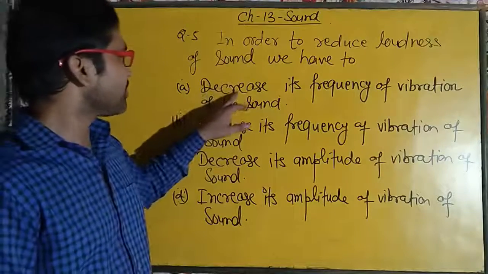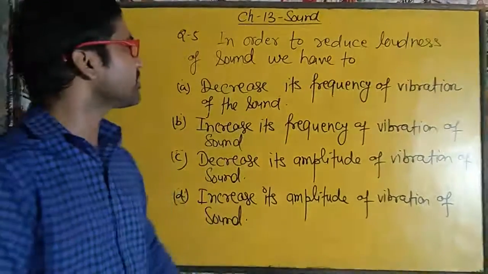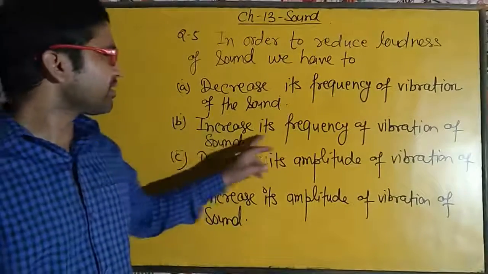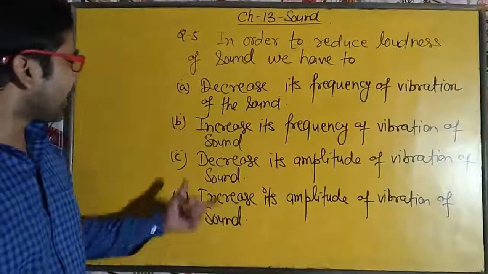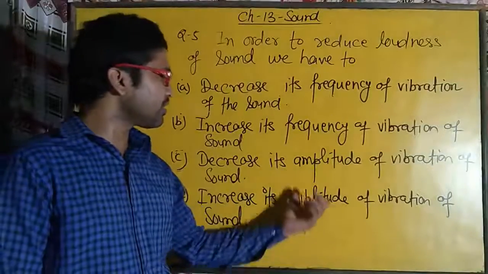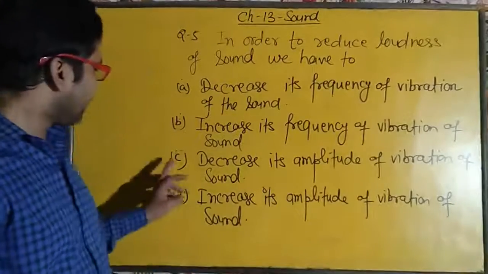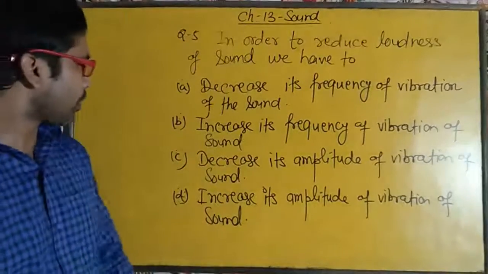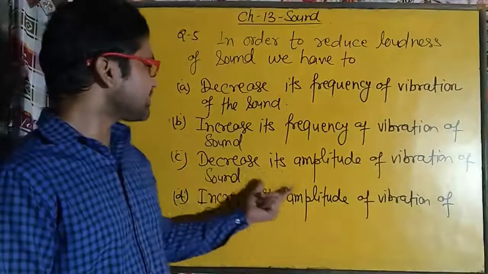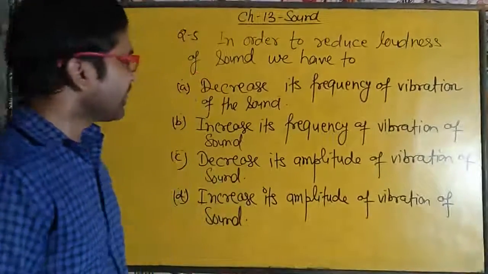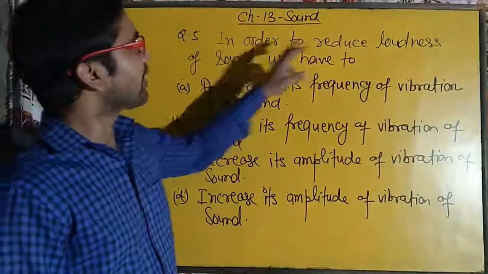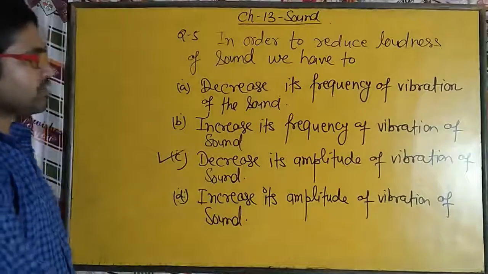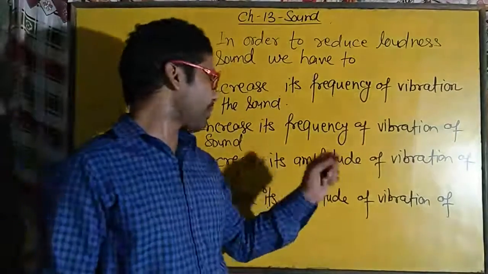So let's see. This one is decreasing frequency, and frequency is not related to the loudness. So this option cannot be correct. The increase in frequency is again not related to the loudness. Now these two are related to the loudness because they involve amplitude. It means either C or D is correct. Now you want to reduce the loudness, it means you must reduce the amplitude. Here you can see, decrease its amplitude of vibration. So yes, if amplitude is less, then the loudness is also less. So your answer is correct, and that is C. The C option is correct, and that is decrease its amplitude of vibration of sound.